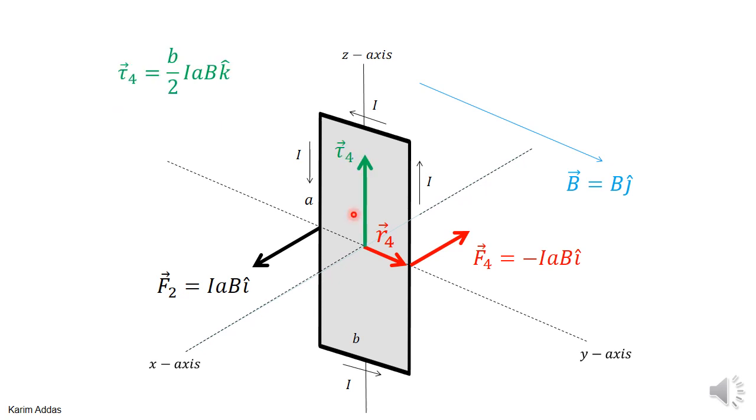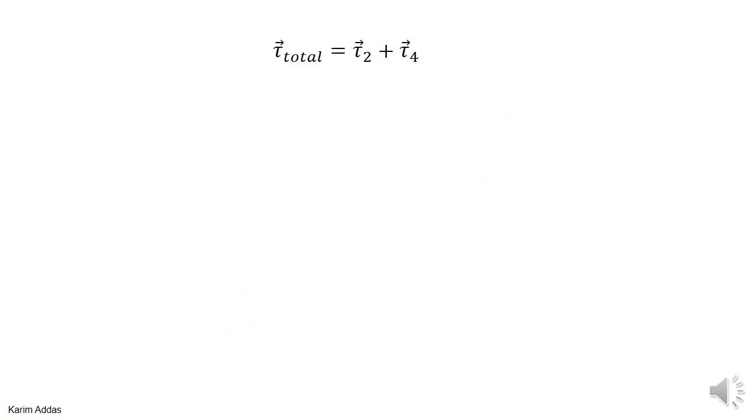So the torque on side number 4 is in the k hat direction also, and it has exactly the same magnitude as the torque on the left side. So the total torque is the torque on both of those sides. Add them and you get twice the value. Twice the value means the half is gone, so you get IAB times the magnetic field in the k hat direction. A times B is the area of the loop, so we can write the total torque as the current times the area of the loop times the magnetic field in the k hat direction.